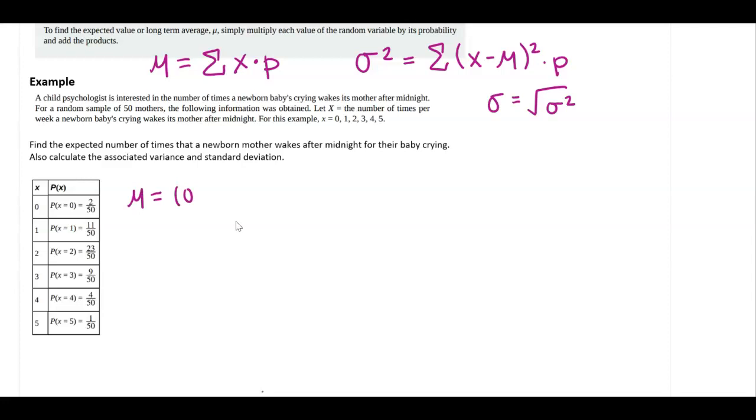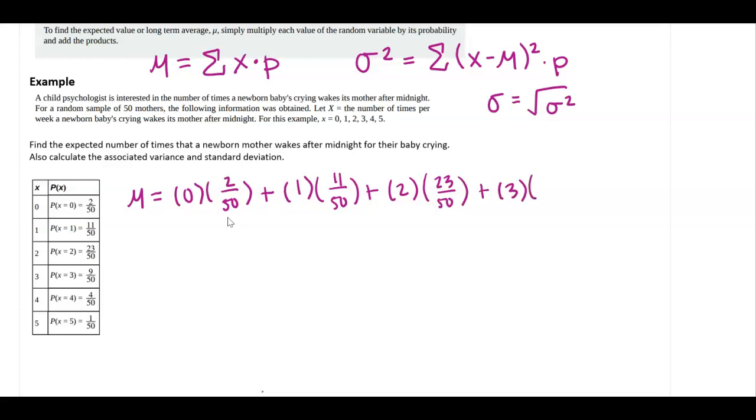So I'm going to multiply 0 by 2 over 50, plus 1 times 11 over 50, plus 2 times 23 over 50, plus 3 times 9 over 50, 4 times 4 over 50, and 5 times 1 over 50.